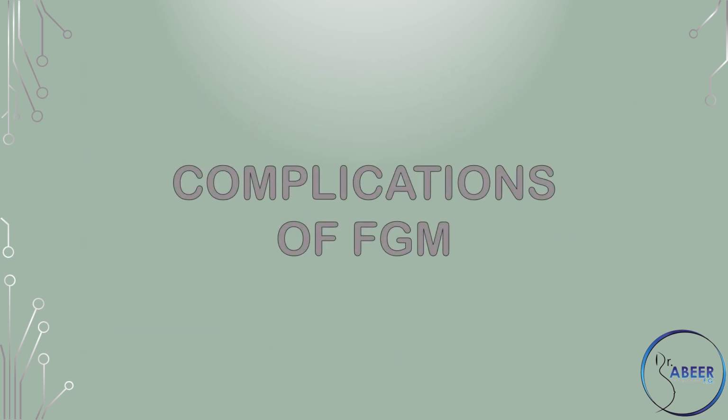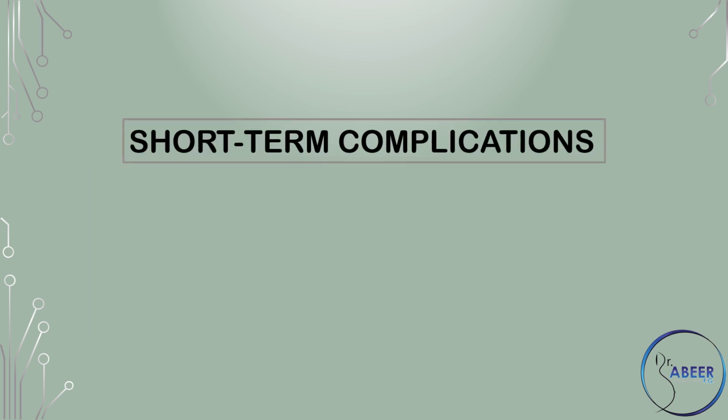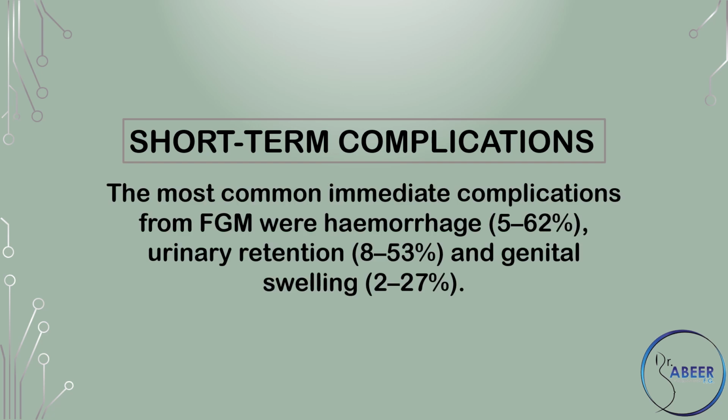Complications of female genital mutilation. Clinicians should be aware of the short and long-term complications of FGM. Short-term complications: the most common immediate complications from FGM were haemorrhage, 5 to 62%, urinary retention, 8 to 53%, and genital swelling, 2 to 27%.